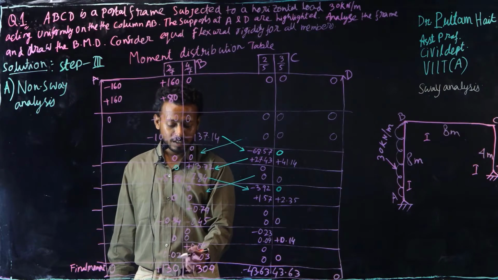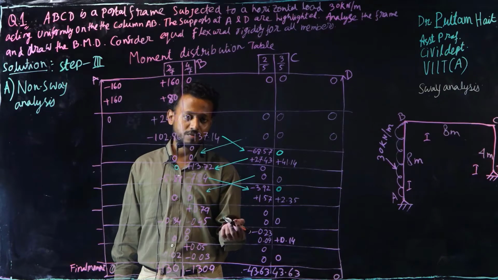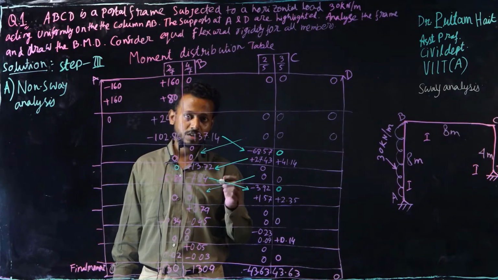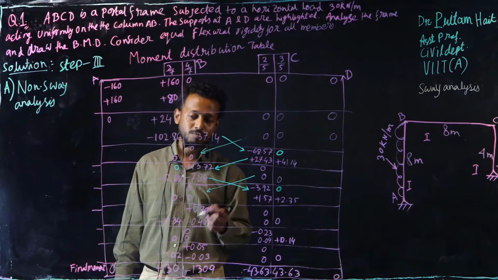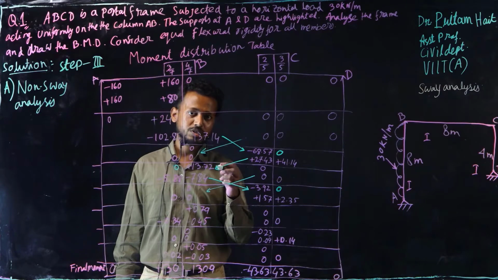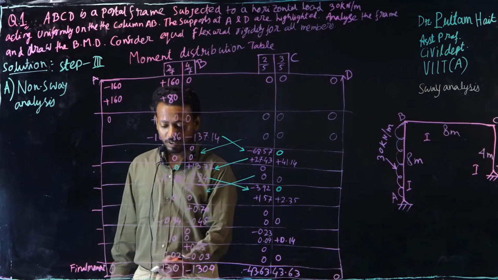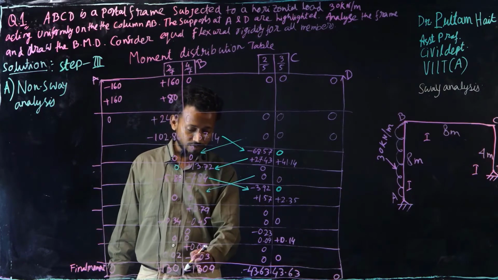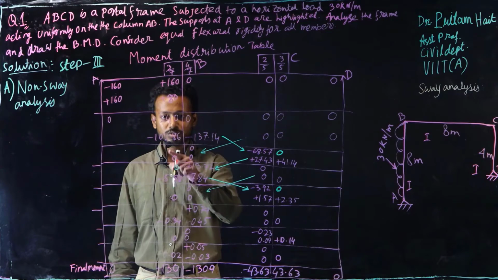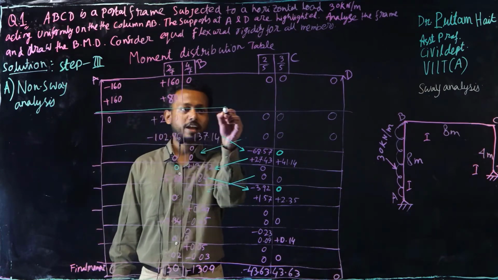Once you get a very negligible amount of moment, that is 0.05 or less, you stop the iteration process. Always stop the iteration process after balancing the moment. Don't stop the iteration process in the carryover step. Always stop the iteration process in the balance state. So in this state you have reached 0.0300. Then you add from this level. Okay, add from this level.